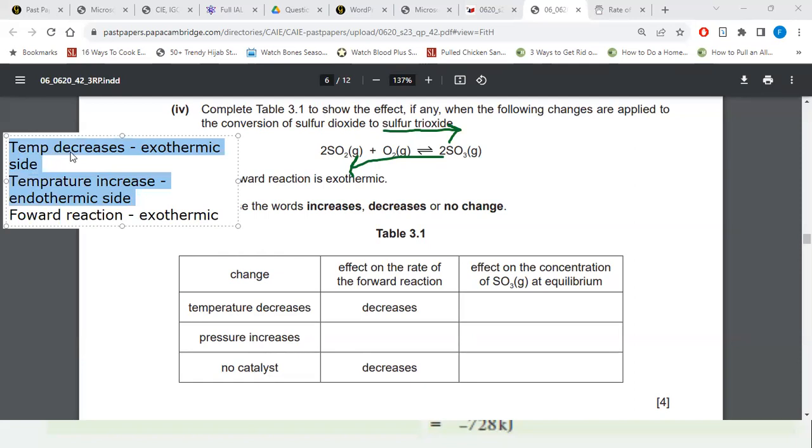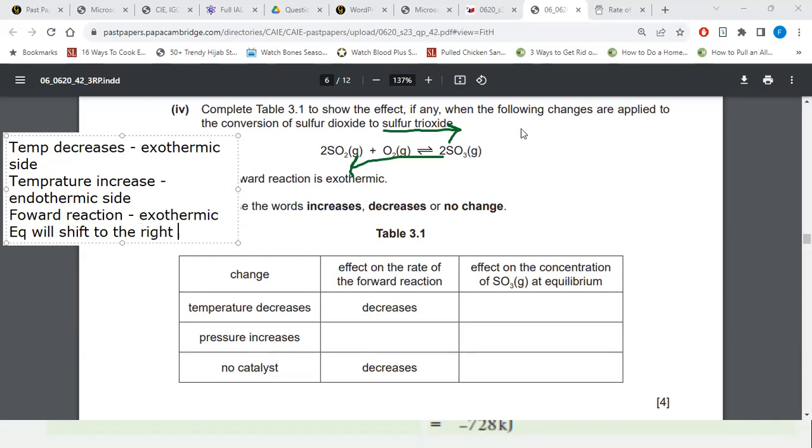So when temperature decreases, you go to the exothermic side. Which side is exothermic? Is the forward side exothermic or the backward side exothermic? The forward side is exothermic. So our equilibrium will go forward. That's the right side. So equilibrium will shift to the right.